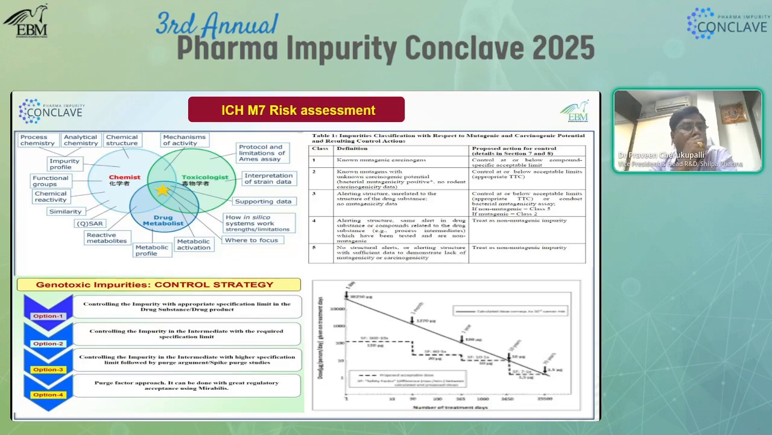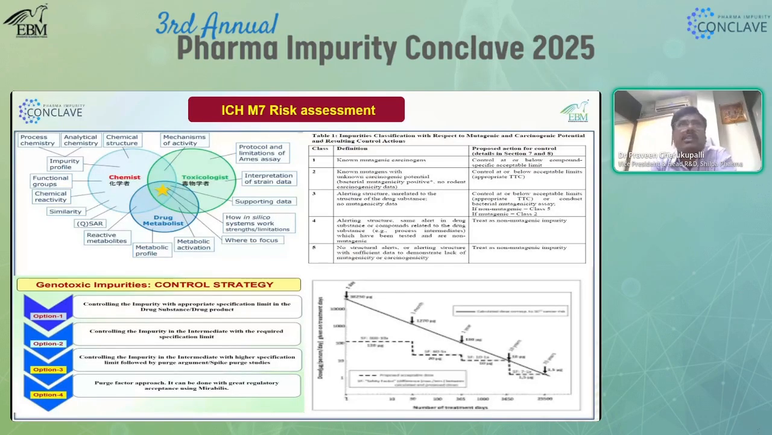So all the impurities are subjected to in silico studies like QSAR models, that is DEREK and SARAH, to prove that there is no alert, that they are not genotoxic, then you can control them as normal impurities. When the impurity has a genotoxic alert, then you have to control them as per the ICH M7 guideline.